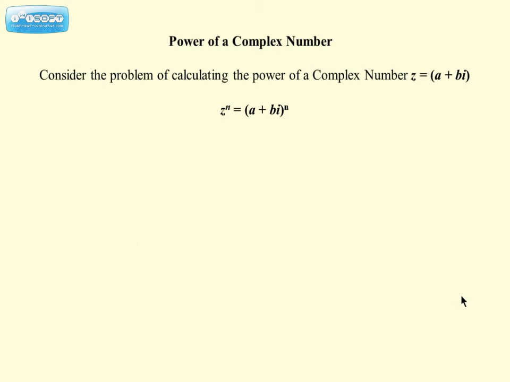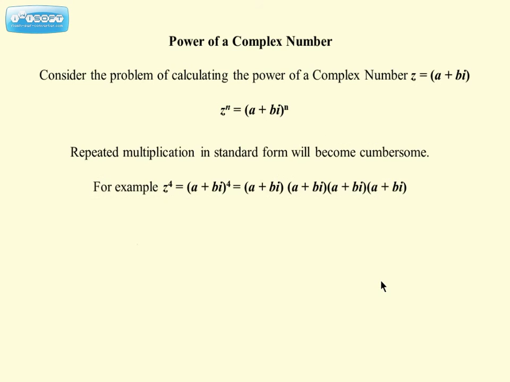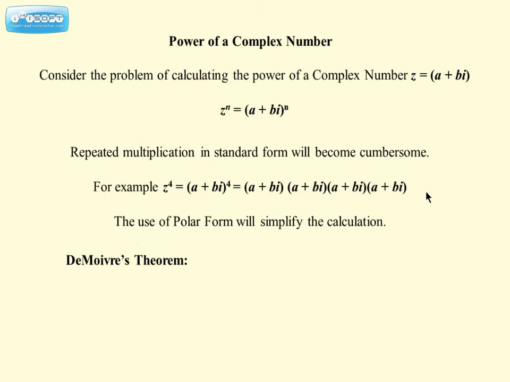Let's move on to finding the power of a complex number. Given a complex number z equals a plus bi, if we raise this to exponent n, and we were to do this when the complex number is presented in standard form, you see we'd have to expand these n binomials. The use of polar form will simplify the calculation.